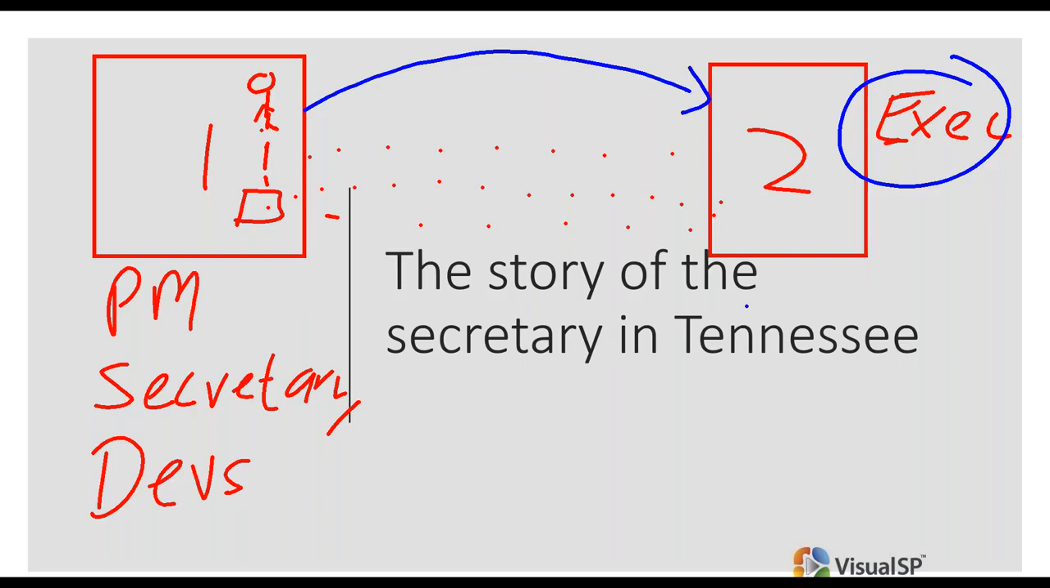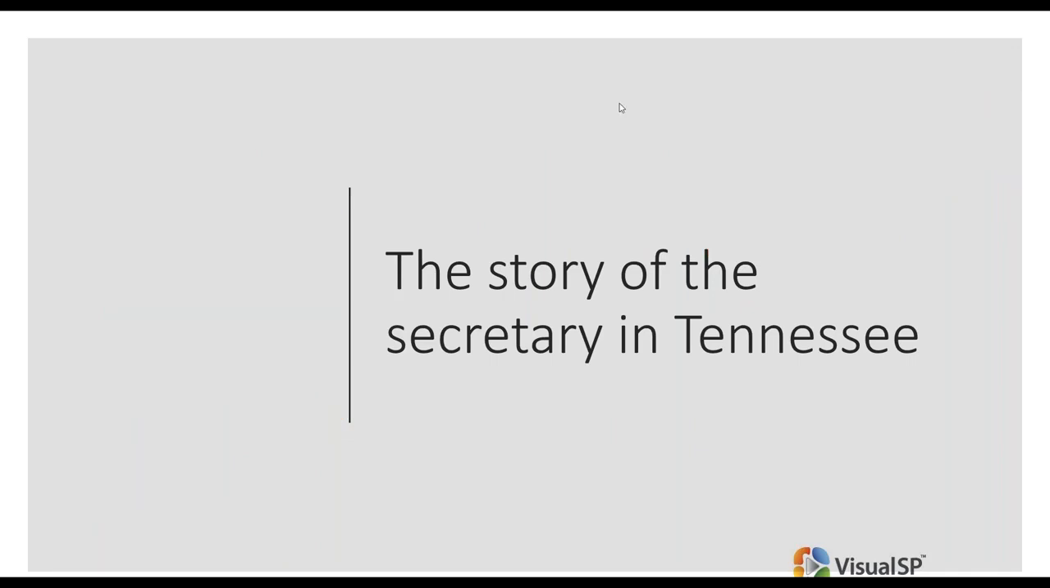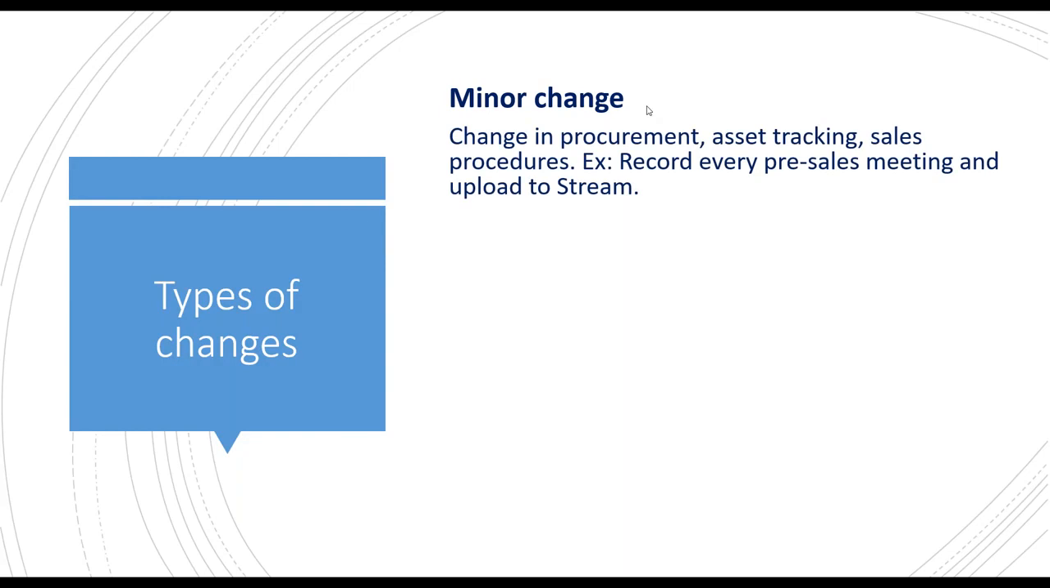I share this story so you can keep this in mind as you're making your own change initiatives and solving pain points, because sometimes they just seem like a pain point, but it's not. Moving forward, what are the different types of changes? Let's talk about that. We have, of course, a minor change. Minor changes you can usually make automatically. For example, a change in procurement, asset tracking, sales procedures. Like I said, the solution to many of these things is a quick automatic solution or a quick behavior change that doesn't really hurt anybody. You can make that happen.